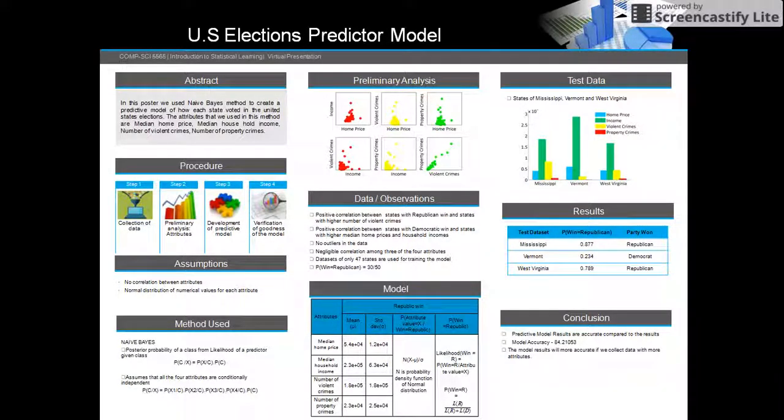In the second step, further preliminary analysis is performed on the dataset to check whether correlation exists or not. We can observe from the plots that there is no significant correlation between most of the parameters, except between the property crimes and violent crimes. There is a linear correlation between those two attributes.